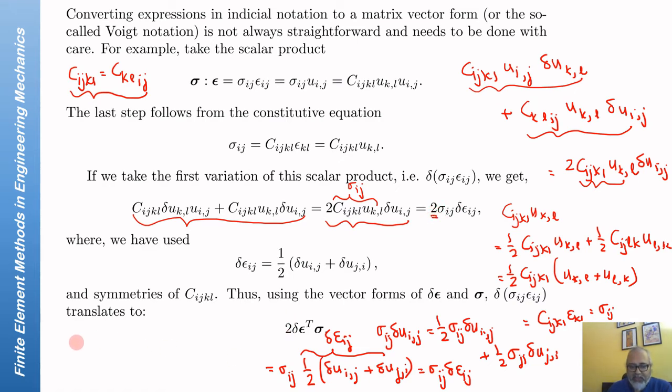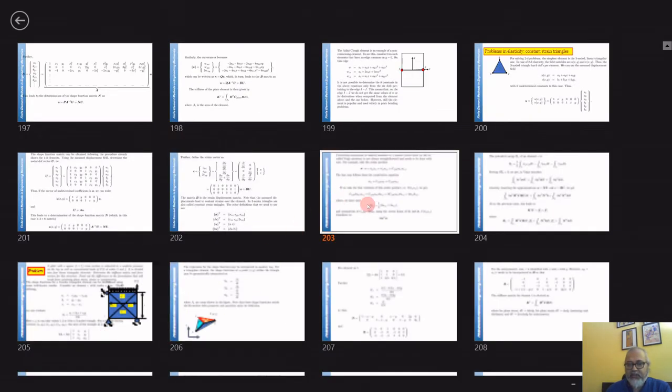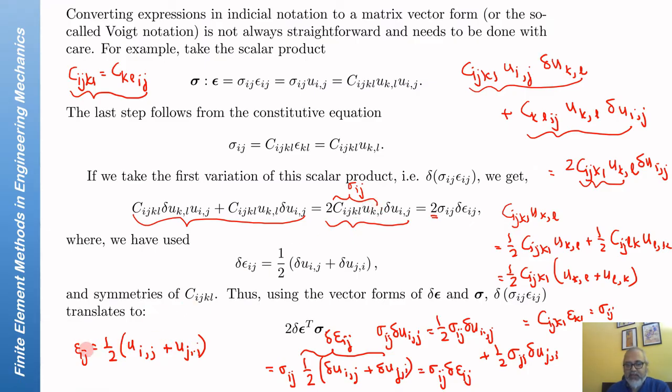Now you could have said that epsilon ij is equal to half ui,j plus uj,i. This I know. If I take the first variation of epsilon ij, of course I get this. But this is obvious, and you would be right. This is obvious in this case, but in many cases it's not obvious, and it's always a good idea to do the tensorial manipulation first and then translate it into the vector notation. How do we do that?